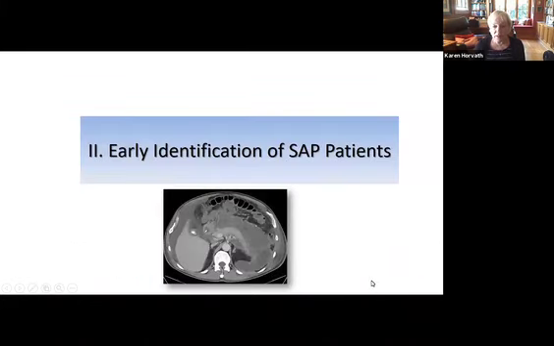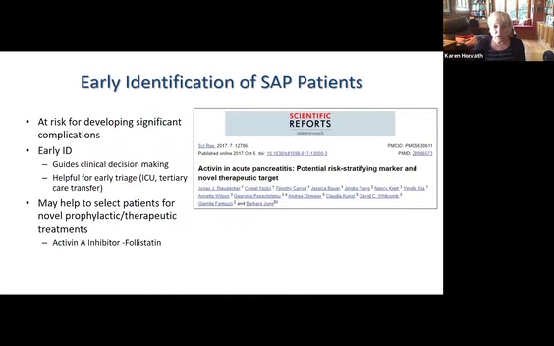So I'd like to touch on next the early identification of severe acute pancreatitis patients. We all know that they're at risk for developing significant complications, and so early identification really helps guide clinical decision-making and is also very helpful for early triage, either to an intensive care unit in your hospital or a tertiary care transfer.